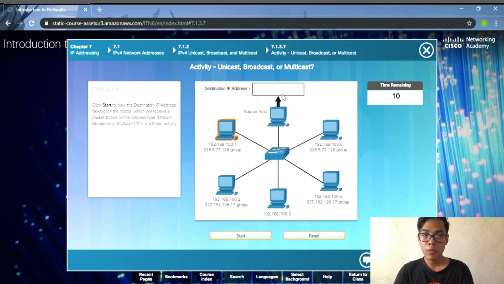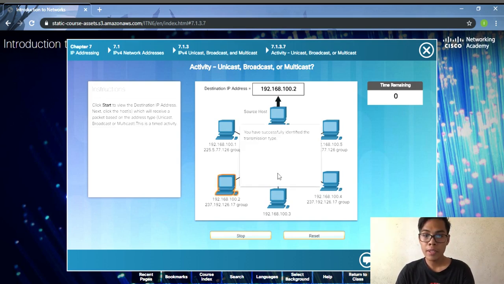Destination IP address will be shown, and we will choose from which PC the packet will be sent. So it will differ from unicast, broadcast, or multicast, depending on the destination IP address. So let's click start. The IP address is 192.168.100. So here it is. It is a unicast. It will be sent to only one PC. It says you have successfully identified the transmission type.